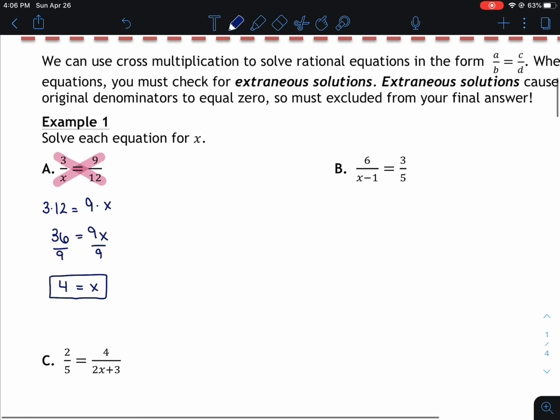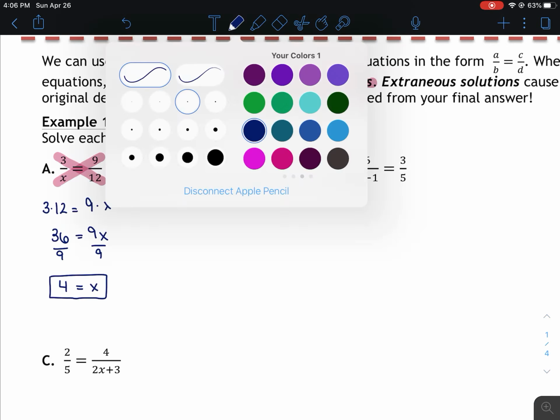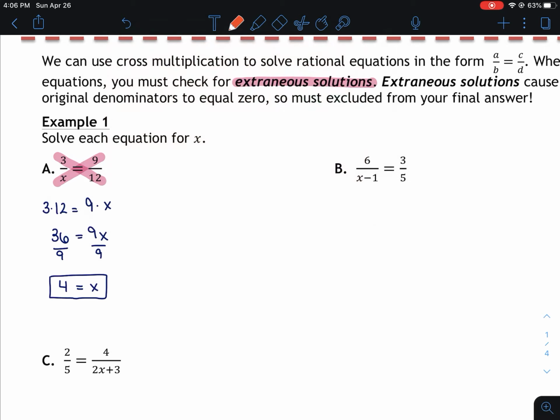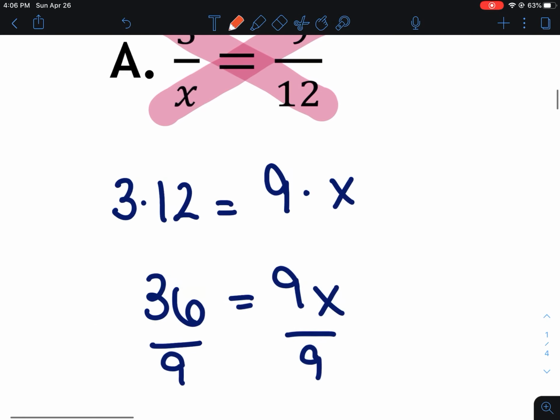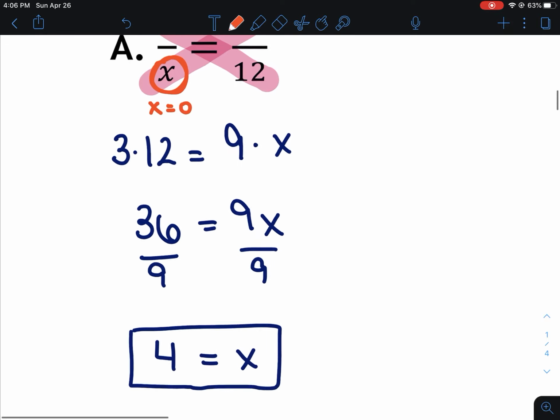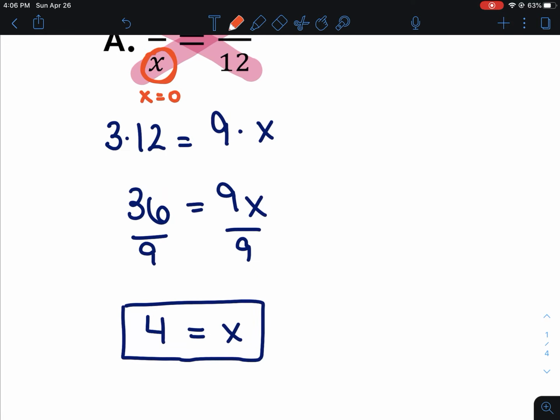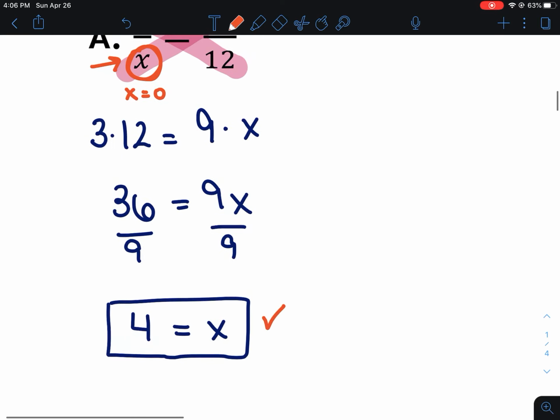Now, if you notice at the top, there's a big thing here about extraneous solutions. An extraneous solution is a solution that would make the denominator 0. So for this case here, what would make that 0? If x was 0. Is x 0? No, it's 4. If I plug in 4 here, does that make the denominator 0? No. So that answer is okay. So we always want to check if x is in the denominator, whatever answer we get for x, it doesn't make that denominator 0. If it does, then we can't have that solution.